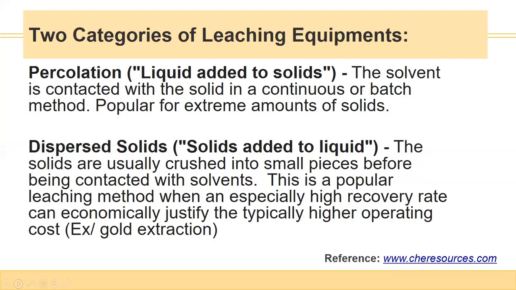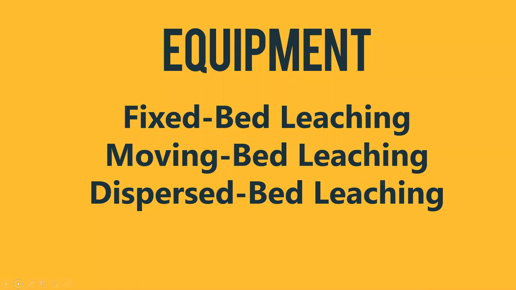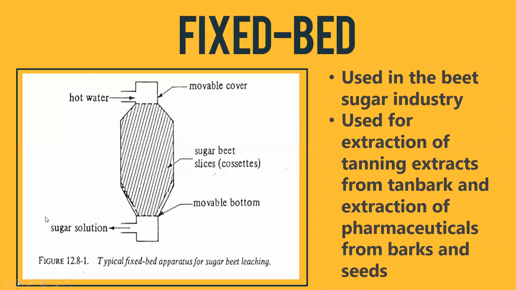Now, as to the equipment, you could see these in our general reference book, specifically in Coulson and Richardson. McCabe also has these particular equipments in terms of other simple illustrations. So we can have a fixed bed leaching, a moving bed leaching, and a dispersed bed leaching. Fixed bed leaching is a very simple equipment wherein you put the solids there, and over time, the solvent present in the equipment is going to extract the solute from the solid.